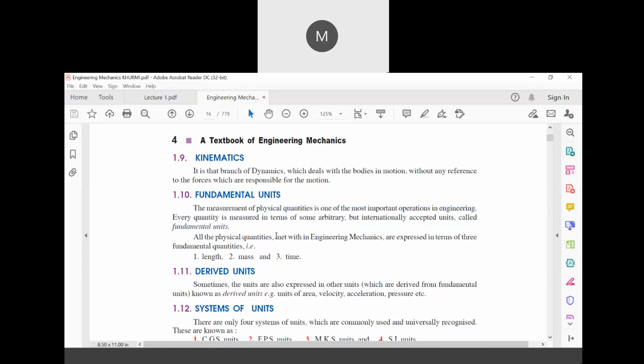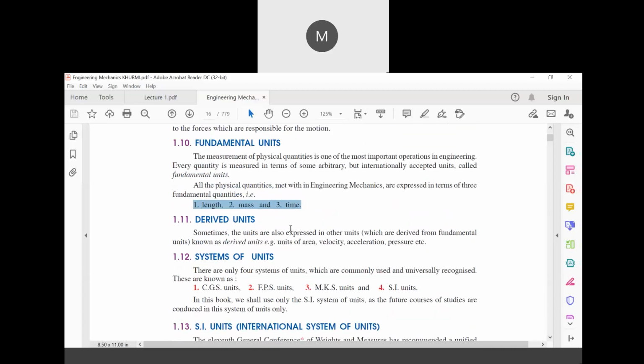Now all physical quantities are basically measured or expressed in terms of three fundamental quantities: length, mass, and time. Every unit has some relationship with length, mass, and time. Can you give me examples of units of length, mass, and time? Someone from your group, just say. Meter, kg, second, hour. Okay, good.